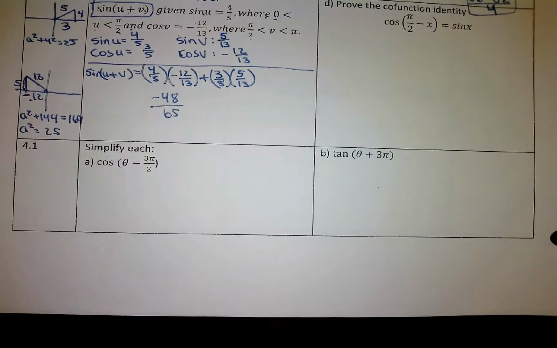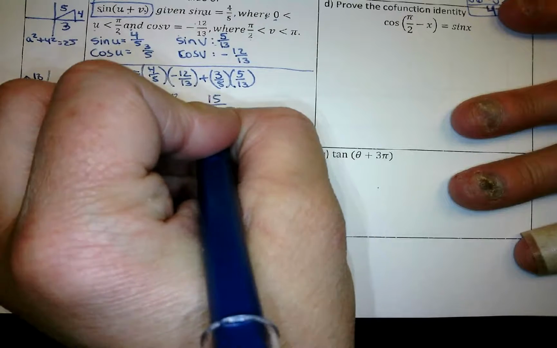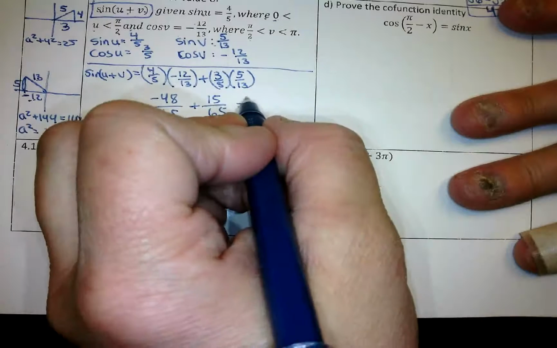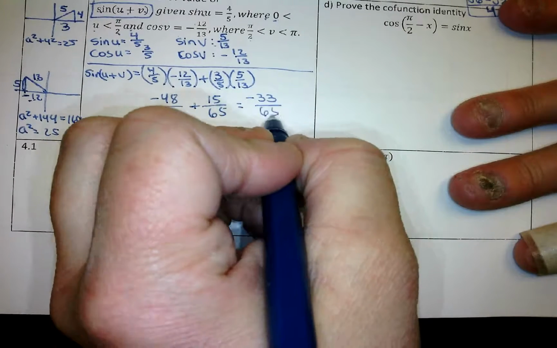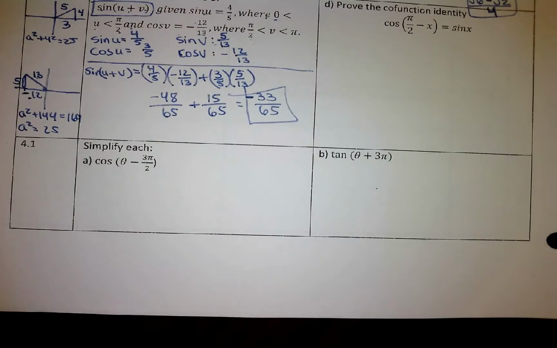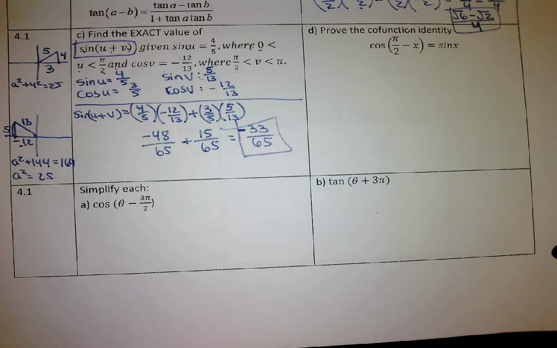And then I'm going to do plus 3 times 5 is 15, and 5 times 13 is 65. So I'm going to wind up with negative 33/65. And that's my exact value. So if you see something like this, you need to make sure that you draw those two individual triangles.